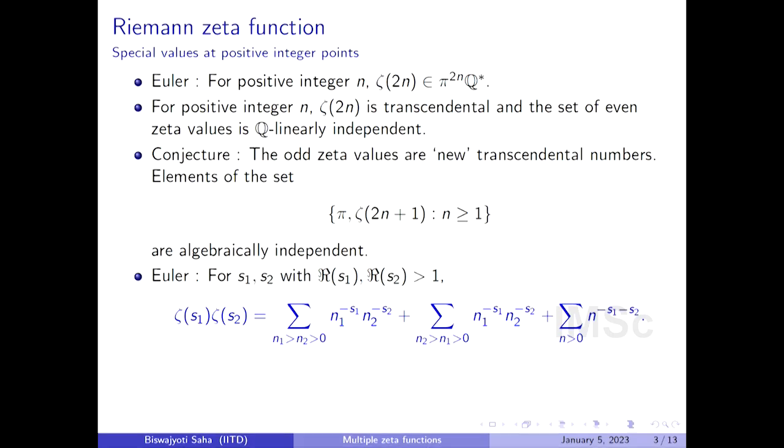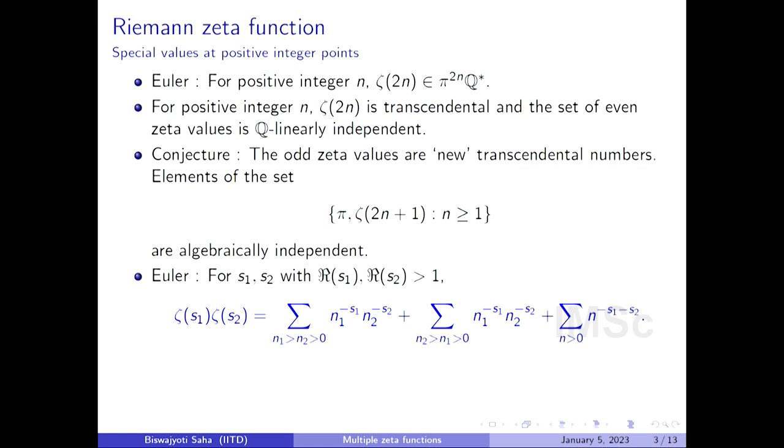So what do I mean by new? If we look at the even zeta values, they are just pi, so effectively it's pi. But the odd zeta values are believed to be algebraically independent with pi, and all of them are kind of algebraically independent, so they are new numbers.